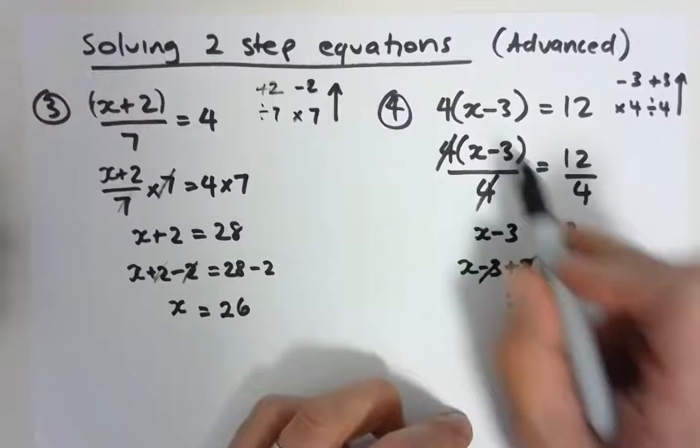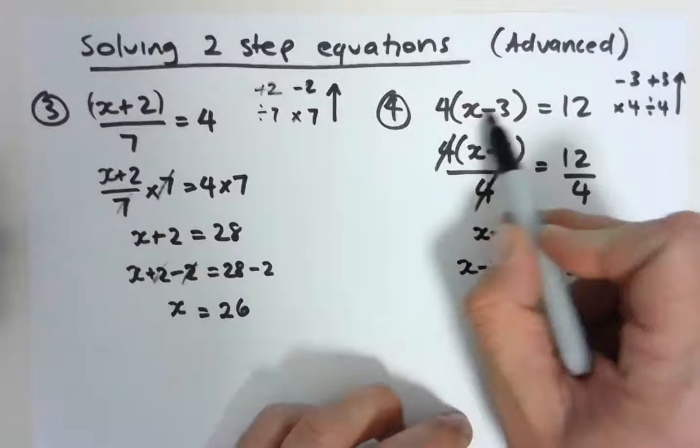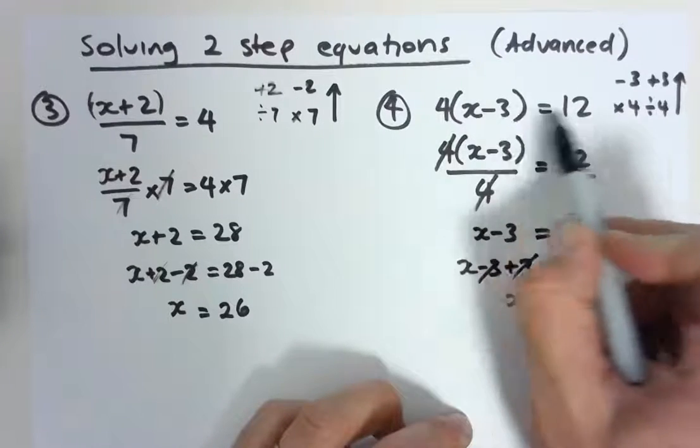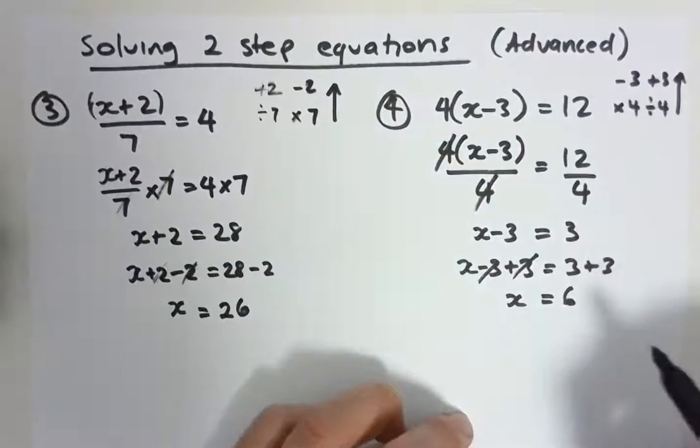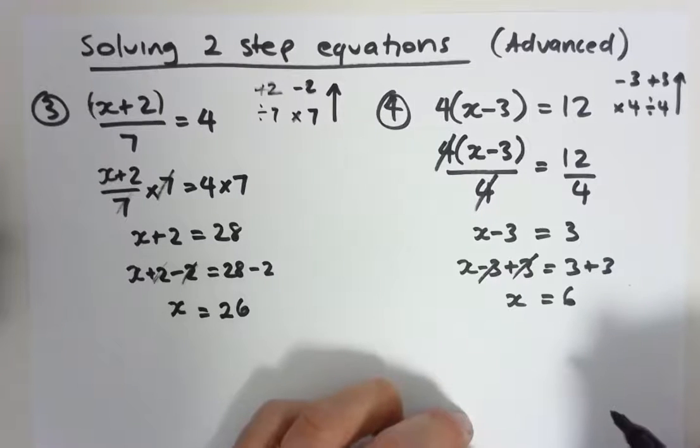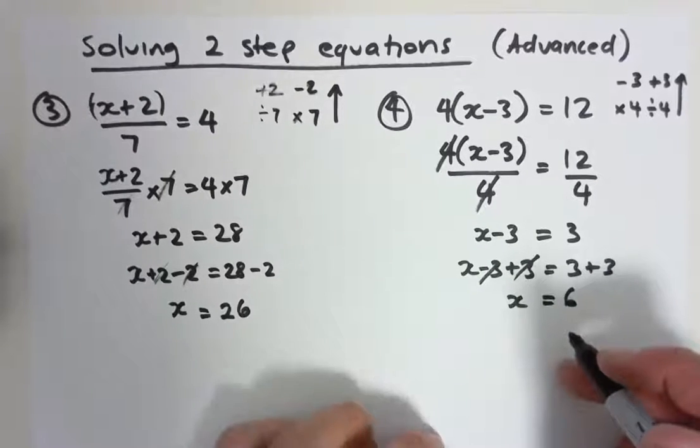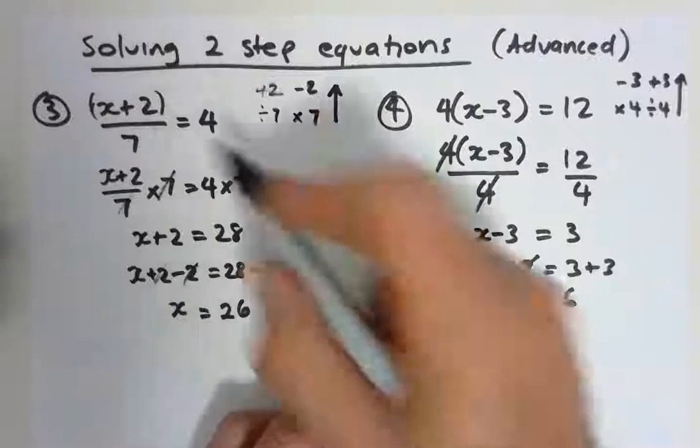Once again, let's put the 6 back in here. So 6 minus 3 is 3. 4 times 3 equals 12. We've got ourselves a true equation. Okay, so there's a couple of examples of using brackets and groups, if you want to call them that.